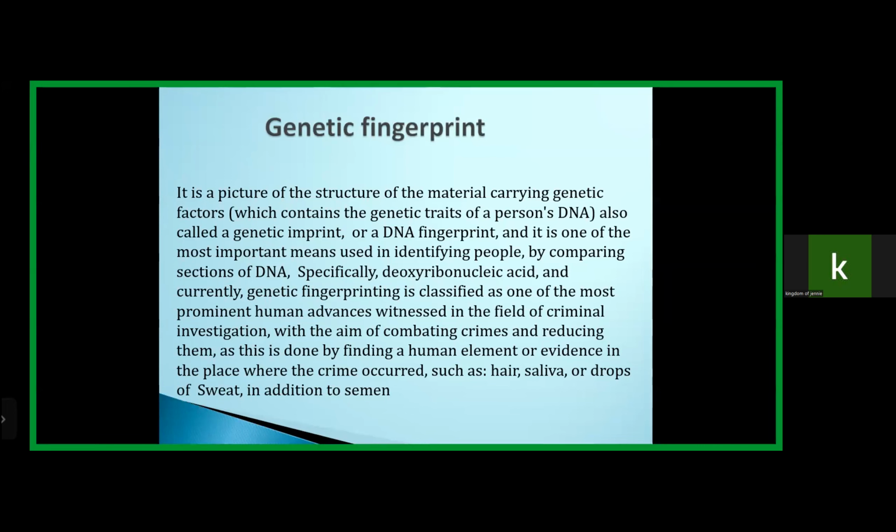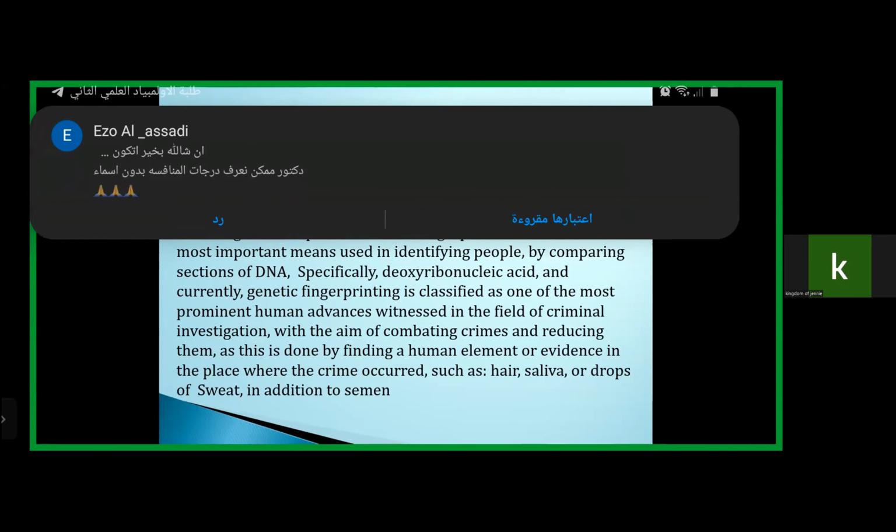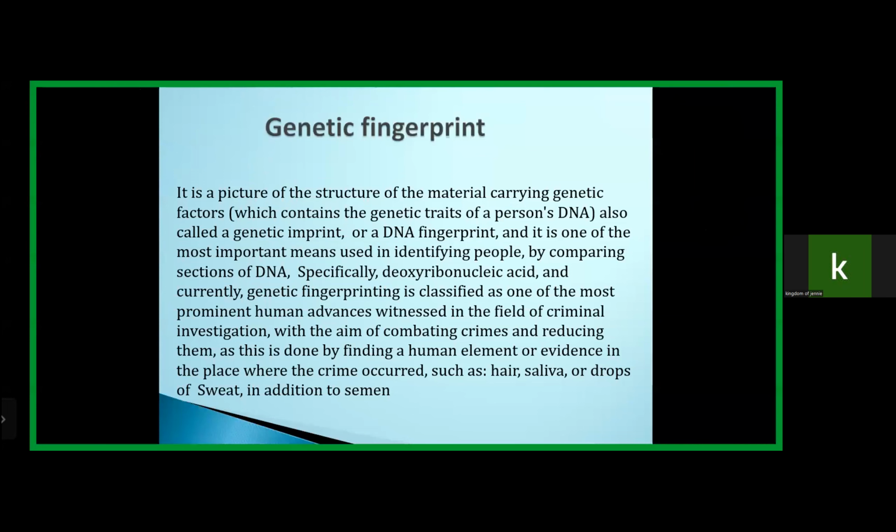It is one of the most important means used for identifying people by comparing sections of the DNA, especially deoxyribonucleic acid. And currently, the genetic fingerprint is classified as one of the most prominent human advances in the field of criminal investigation, with the aim of combating crime and reducing it, as this is done by finding the human element or evidence in the place where the crime occurred, such as saliva, a drop of sweat, hair, and in addition semen.